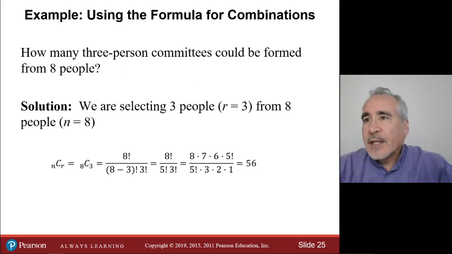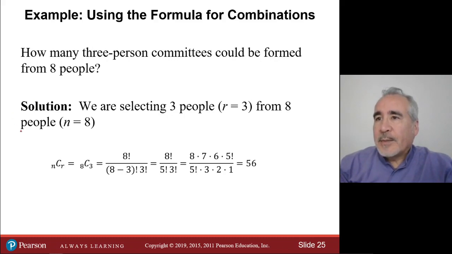Okay, so here's one. We're selecting 3 people from 8 people. So 8, 3. Again, we get 8 factorial over 8 minus 3. So this part would be what we would get with a permutation. So 8 factorial over 5 factorial, right? You know, the 5 factorials cancel. 8, 7, 6. This part is the new part.